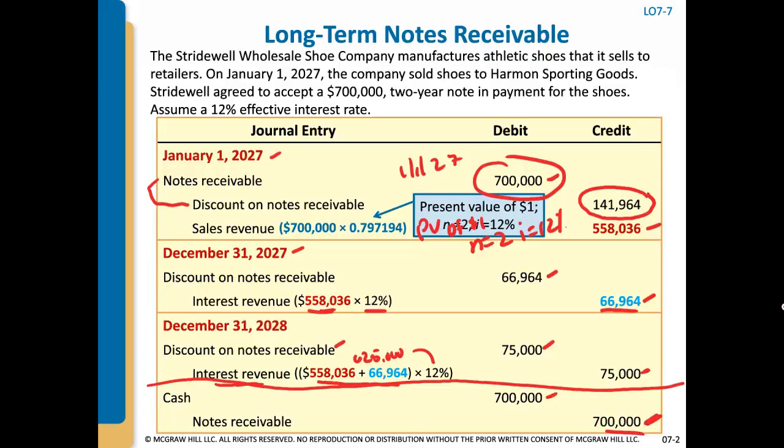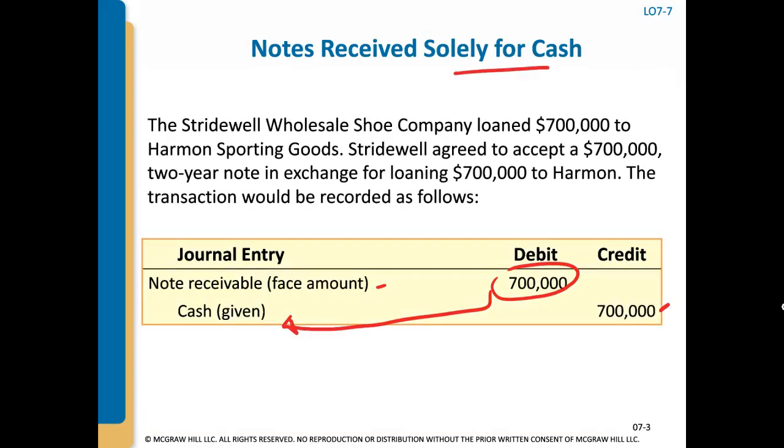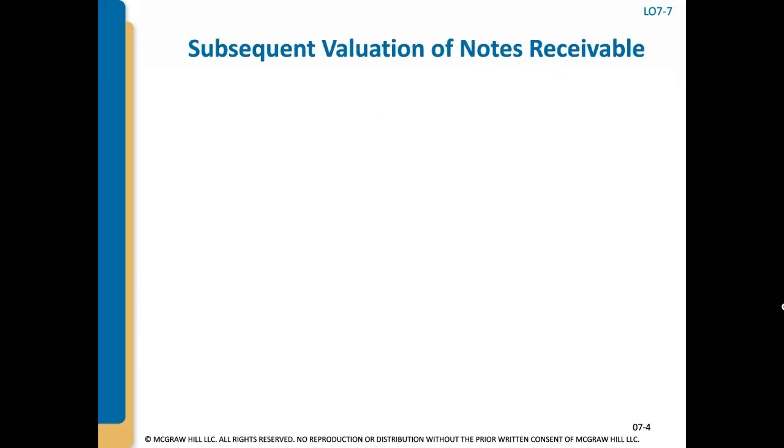So note, in the previous example, I didn't actually give out cash for that receivable. I sold shoes to the Harmon Sporting Company, and in exchange for them paying me, I agreed to a notes receivable. So that's not a note receivable that I issued for cash, and therefore we need to calculate the present value of that note. When it's for cash, there is no present value calculation because the cash given is assumed to be the present value of the 700,000.